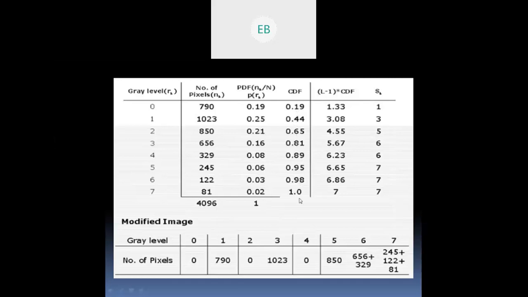Now let's calculate the cumulative distribution function. Suppose C0, C1, C2, C3, C4, C5, C6, C7, that is C base 0, C base 1, C base 2, in that way. So how do we get this? For gray level 0, C0 equals P0. Simply C0 equals P0. Then C1 equals P1 plus C0.